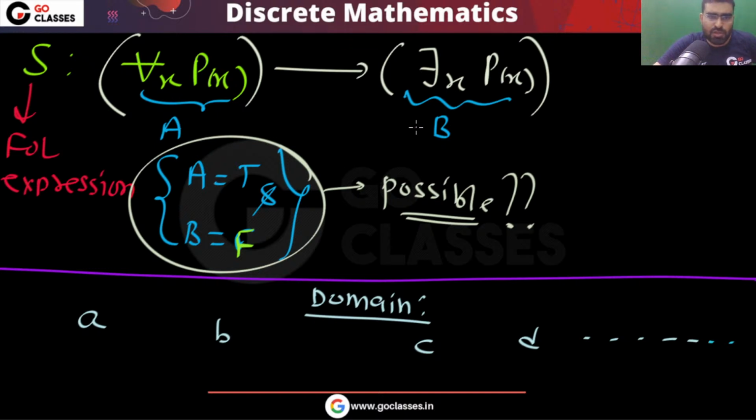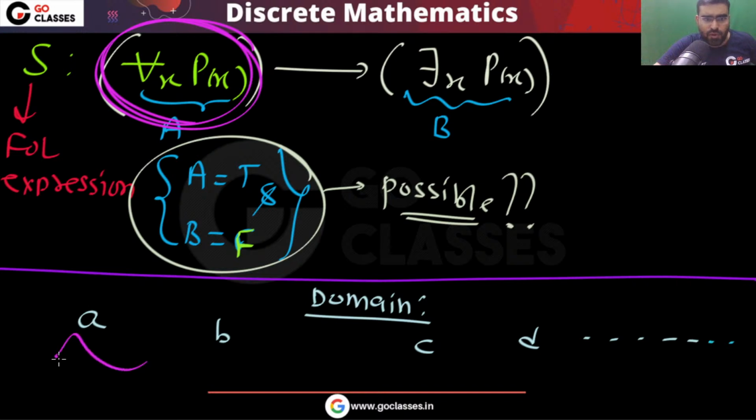Tell me one thing, a simple question I am asking. How can you make this true? I want to check, is it possible A true, B false? Now you tell me how to make this A true. Focus on A, forget about B. How can I make this A true? To make this true, for every element I have to make P true, right?